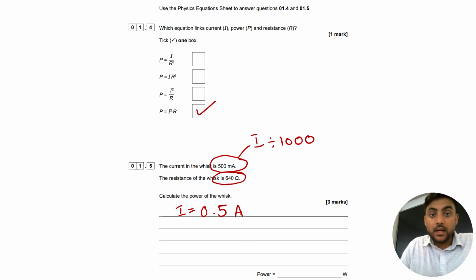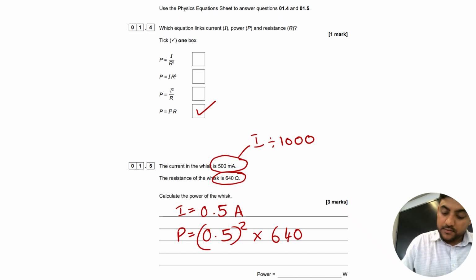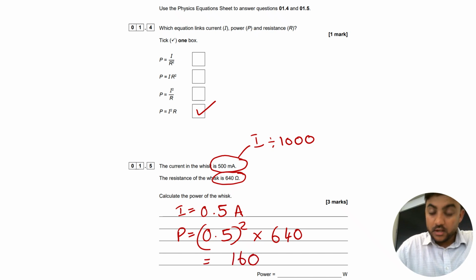Then we plug all of this data into our formula, which is P is equal to I squared, which is 0.5 squared, times R, which is 640, which gives me the answer of 160, and the units is watts, which has already been given.